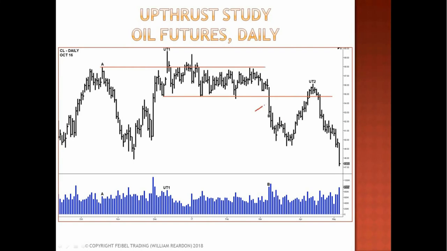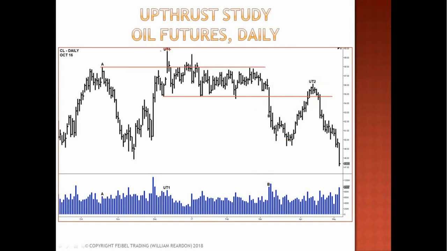And B here is crucial. Why? Because it validates the break. We have the surge in volume, the weak close, over 50% of the spread. So when we come down here to hold, we're looking for the rally back to ice, which presents itself in a test as an upthrust. But more importantly are the background conditions.